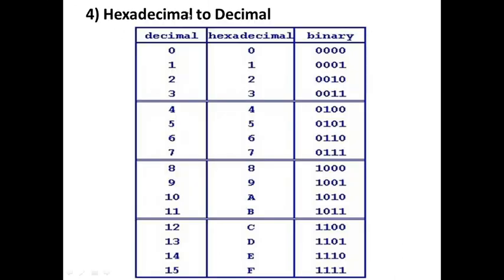So this is a table for the hexadecimal to decimal relation. That is, decimal is written from 0 to 15. The equivalent hexadecimal is from 0 to F. And the 4-bit binary is this, that is 0000, 0001, 0010, and it is continued till 1111. Okay. Thank you.